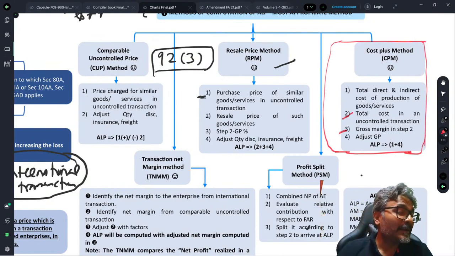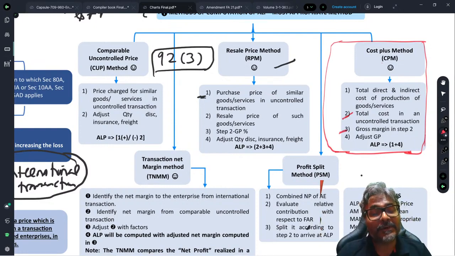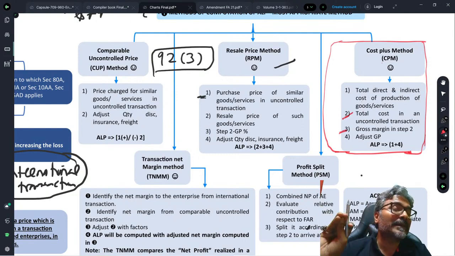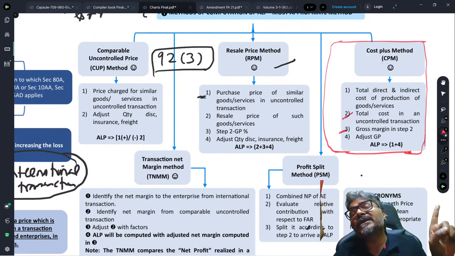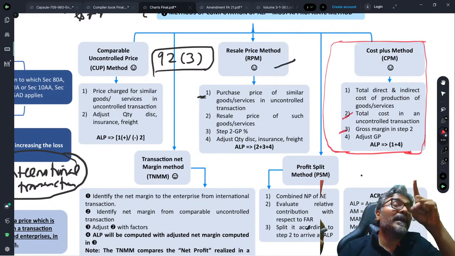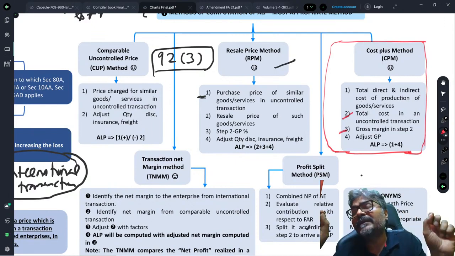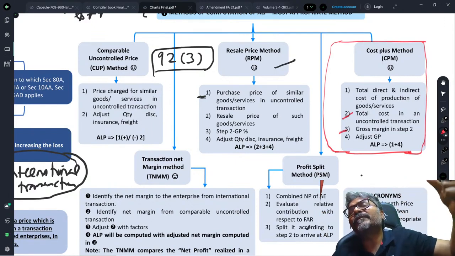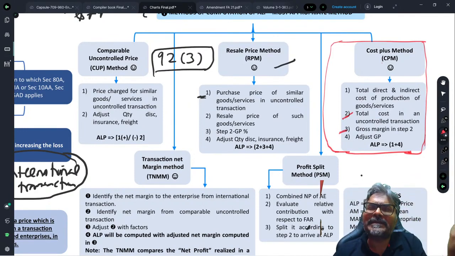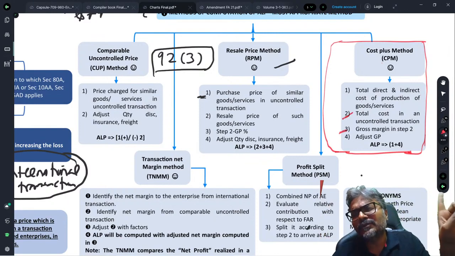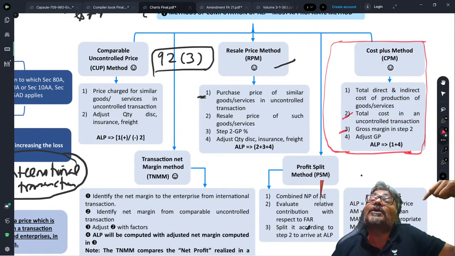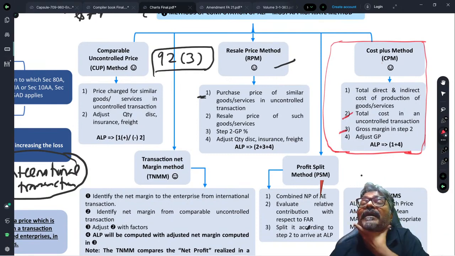But as you all are aware, the uncontrolled comparable transaction GP margin should be adjusted for the uncommon factors between the two transactions, so as to align with all the factors which are there in the international transaction. So that adjustment is mandatory. Whatever GP margin you have got from the uncontrolled transaction needs to be adjusted for the uncommon factors, so that it aligns to the factors which are there or not there in the international transaction.